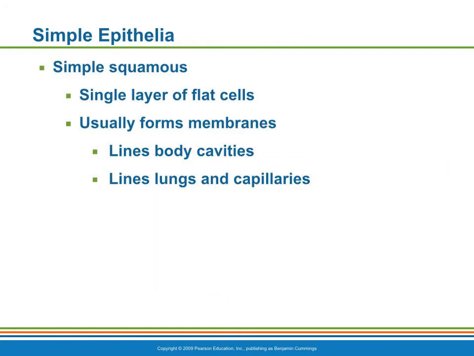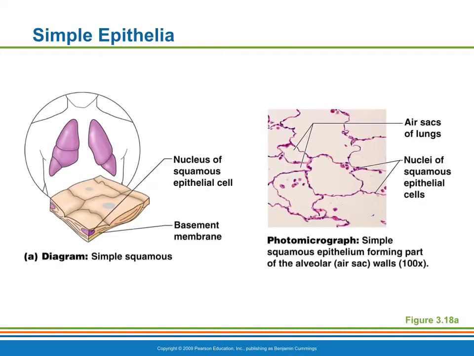All right, let's first go into simple squamous epithelium. It's a single layer of scale-shaped cells. It usually forms membranes. It lines body cavities. It lines the lungs. We want only 1 layer there where the lungs are so that we can get the molecules of oxygen and carbon dioxide to pass through. Sounds obvious, doesn't it? And here's what they look like.